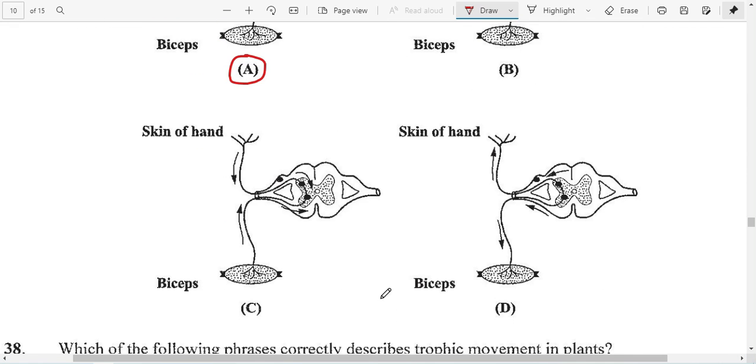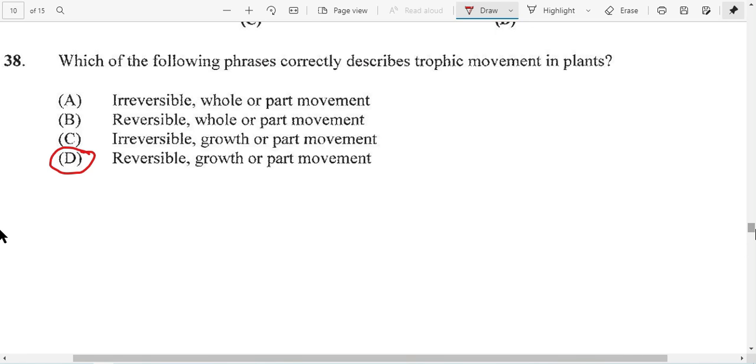So A is the answer there for question number 37. Let us see what it says for 38. Which of the following phrases correctly describes tropic movement in plants? All right, it is reversible, but it is not all movement. B, so that is out as well. It is irreversible, no, not true. It is reversible. So D is going to be our answer for 38. Reversible growth or part movement. The best answer here for 38 is going to be D.